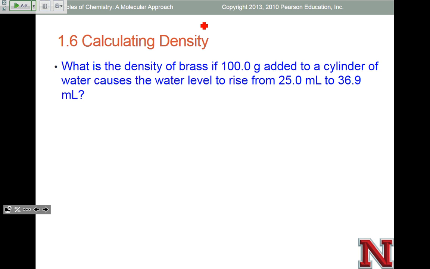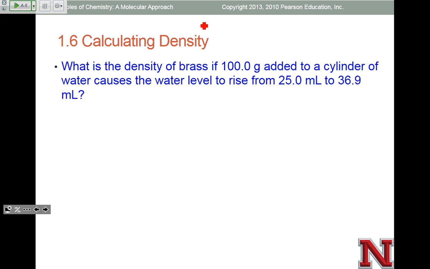And this one's not specifying if we want it in grams per milliliter or grams per liter or grams per centimeters cubed. So we're just going to assume it's in grams per milliliter because that's what we have. So unless it's otherwise noted, we can make that assumption. So the question is, how do we work this one?